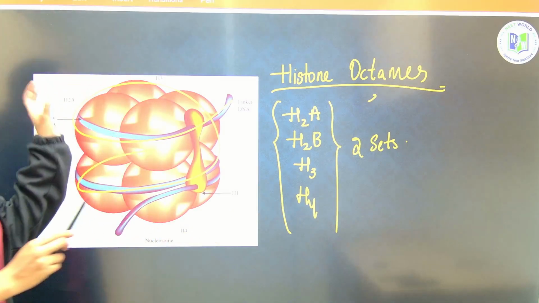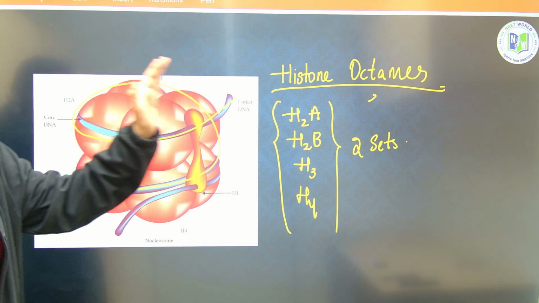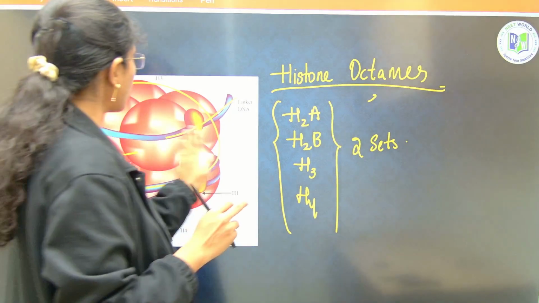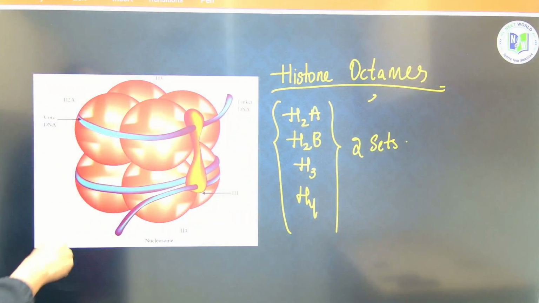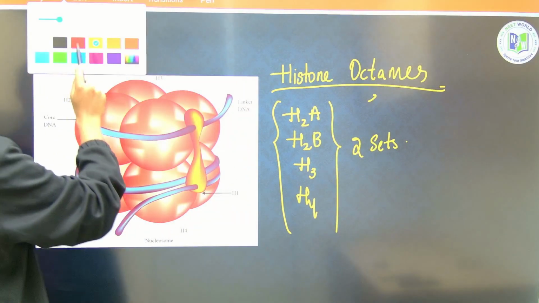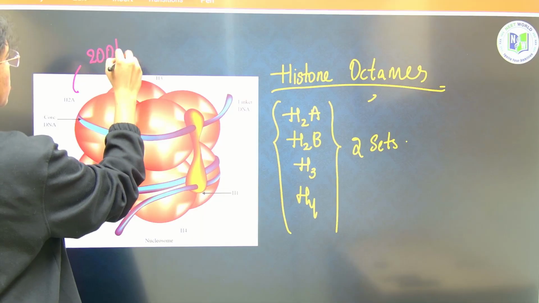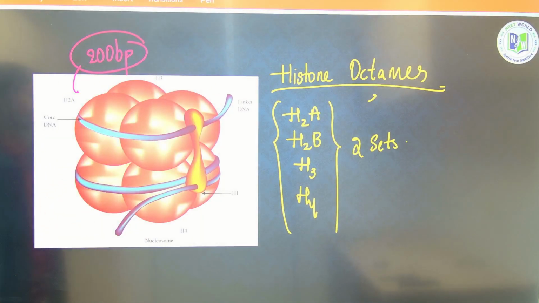As such, the negatively charged DNA is compressed or condensed in association with the positively charged histone octamer. In one histone octamer, how much length of DNA is wrapped, if that is the question? The answer should be 200 base pairs of DNA. 200 base pairs of DNA will wrap around the positively charged histone octamer.